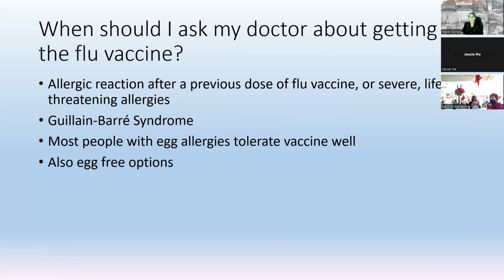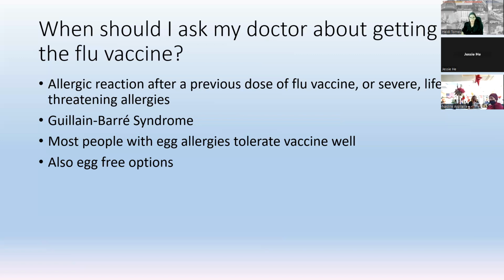Anyone with a history of Guillain-Barré syndrome, this is a syndrome in which your body can affect your nerves and cause weakness. If you have a history of this or you've had an issue with this related to past vaccines, definitely talk to your doctor. But again, this is very rare. Most people with allergies do fine with the flu vaccine. There are egg allergies, but there are also egg-free options if you are nervous about that. So that's also a possibility.